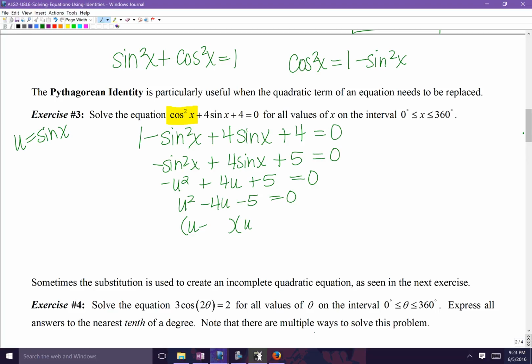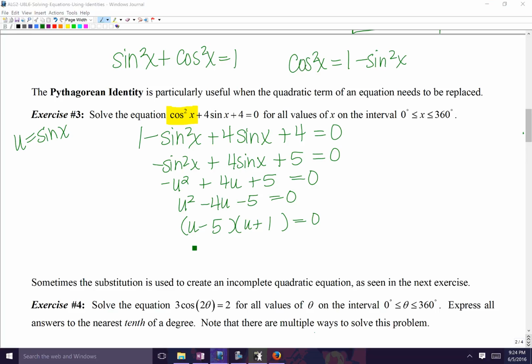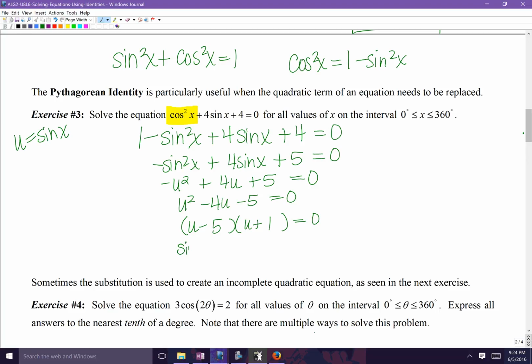Right, multiplies to 5 and adds up to negative 4. Well, that's going to be negative 5 and 1. Then I'm going to remember that u doesn't mean u, u means sine of x, and at the same time I'm going to set each factor equal to 0. So replace u with sine of x: sine x minus 5 equals 0, sine x plus 1 equals 0. Solve here, so I have sine x equals 5, sine x equals negative 1.